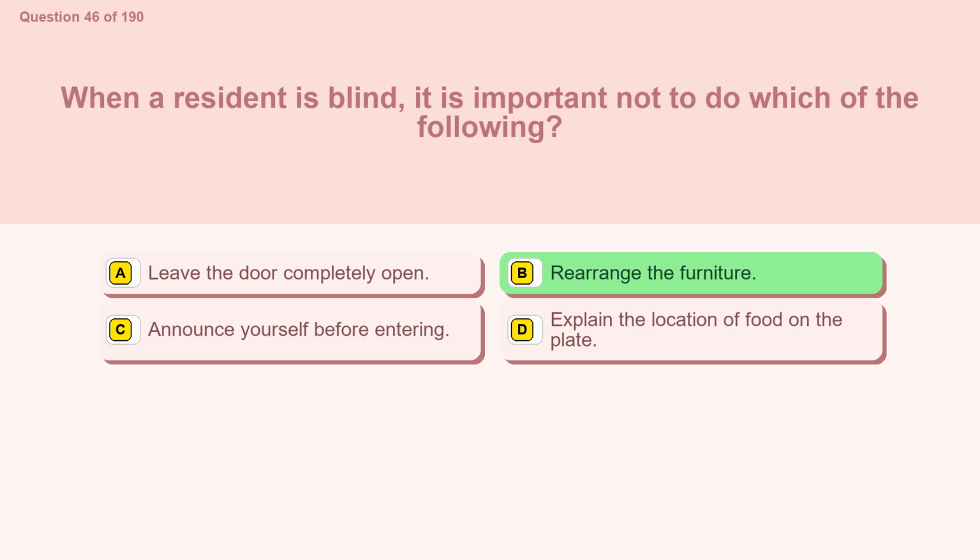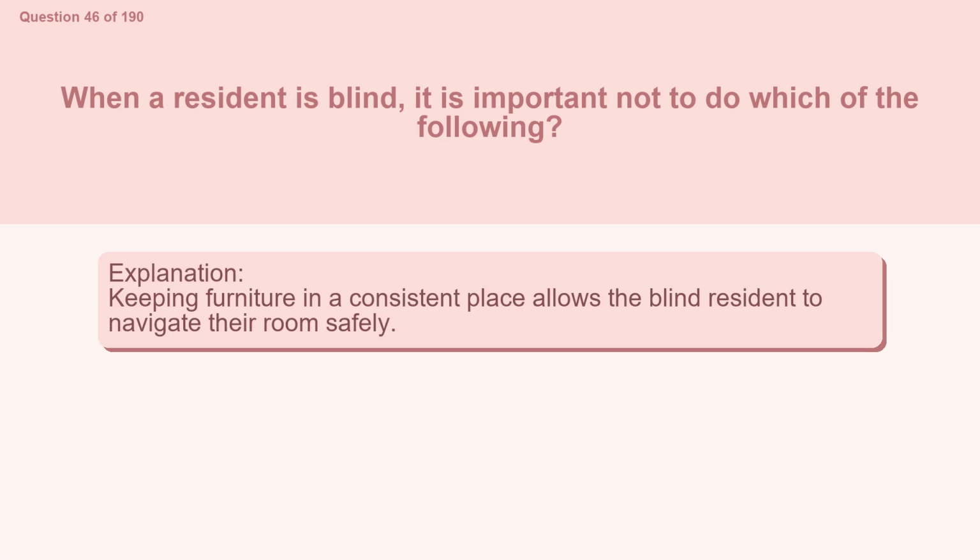The correct answer is option B, rearrange the furniture. Keeping furniture in a consistent place allows the blind resident to navigate their room safely.